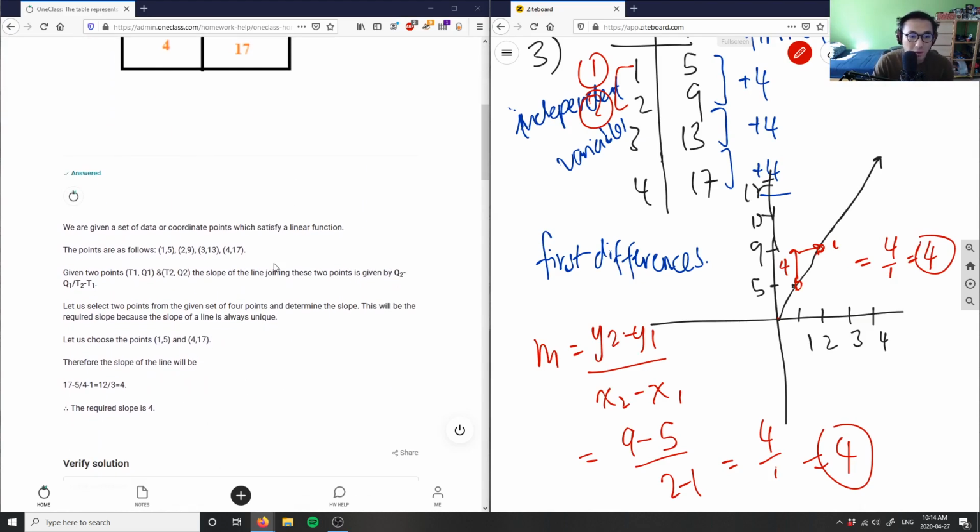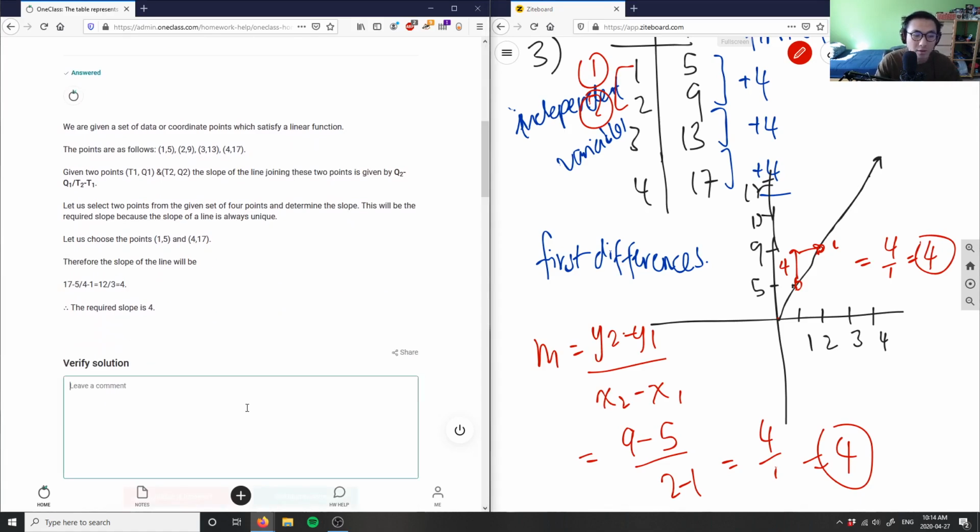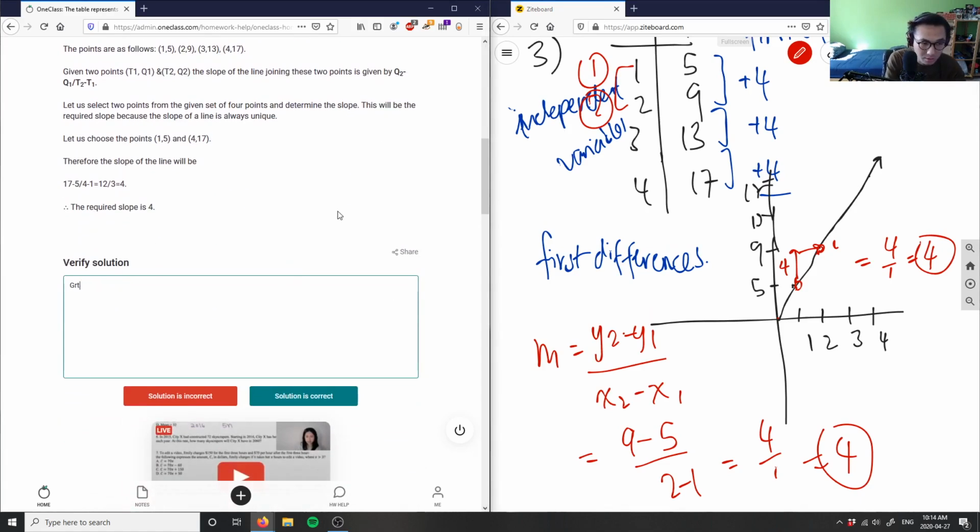So in this case, they plotted the points here, and they did the slope equation here, m equals y2 minus y1 over x2 minus x1. That's great. And they chose 2 points, and they calculated the slope, which equals 4. So great solution and analysis. The solution here is correct as well.